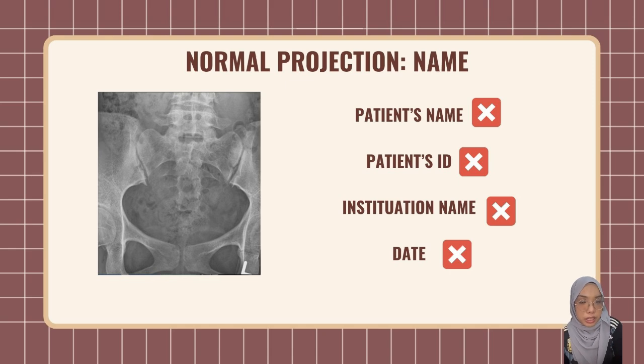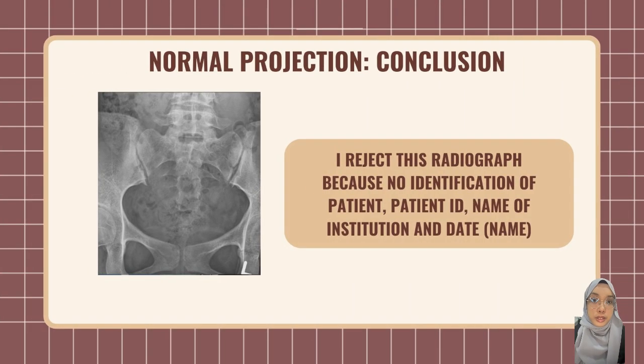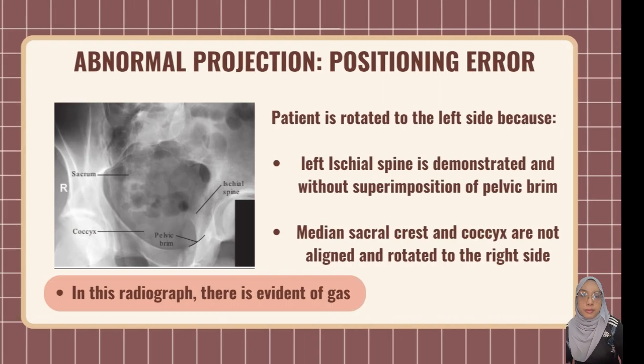Last but not least, which is N, there is no name that consists of the patient name, the ID number, the institution name, and the date the radiograph was taken. So for my conclusion of the normal projection, I would reject this radiograph because there is no identification of the patient.